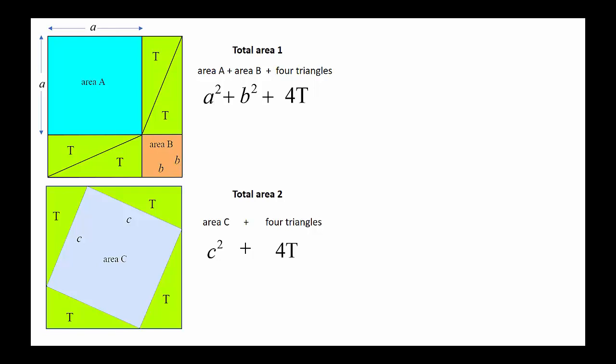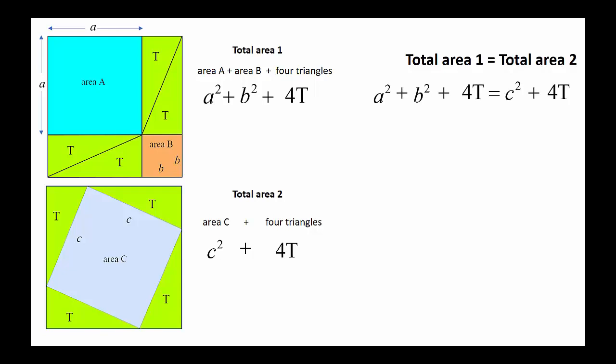Okay, we're almost there. What do we know? We know that the total area 1 has to be the same as total area 2 because they are the same large shape but divided differently. It's like slicing a pizza, isn't it? Whether you slice it up into 4 pieces or 8 pieces, the shape of the pizza remains the same. Okay, let's write that down. Total area 1 must be the same as total area 2. There it is. And we can write down what we know about each of those areas, area 1 and area 2, like that. That's an equation now, isn't it?